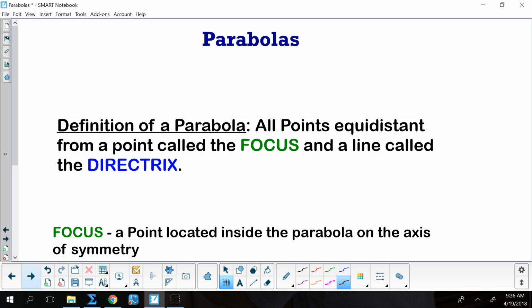Okay? Now, you've seen parabolas before. You saw them in Algebra 1. You saw them in Algebra 2. Okay? But you've only seen half of the parabolas. We only did in Algebra 1 and Algebra 2 parabolas that opened up or parabolas that opened down. We're going to add in today parabolas that open left and parabolas that open right. Okay? So we're going to get all of the different kinds of parabolas.